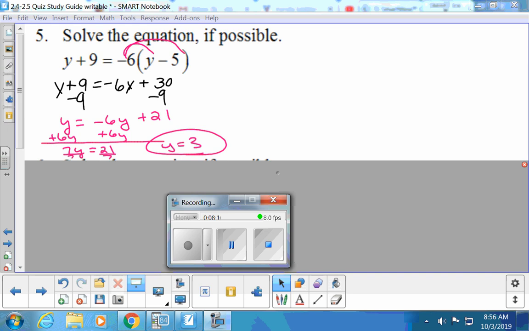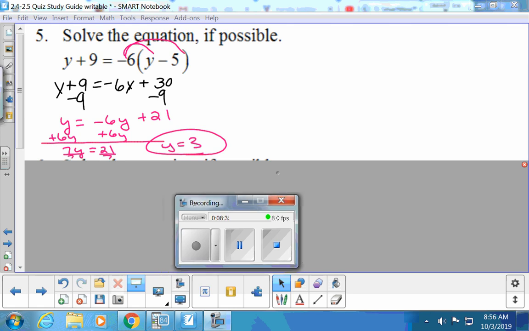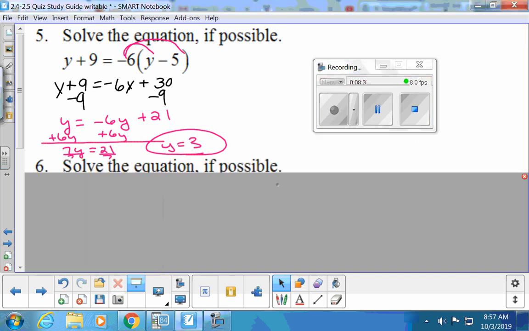Negative 6 times y is negative 6y. Negative 6 times negative 5 is positive 30. At that point, I would have gotten my y's together, but this group decided to move the 9, no problem. 30 minus 9 is 21. Then we moved our 6y over by adding it over, got 7y is 21, and divided by 7 to finish, so it'll be 3. All right, you always want to get your variables on the opposite side as the numbers.